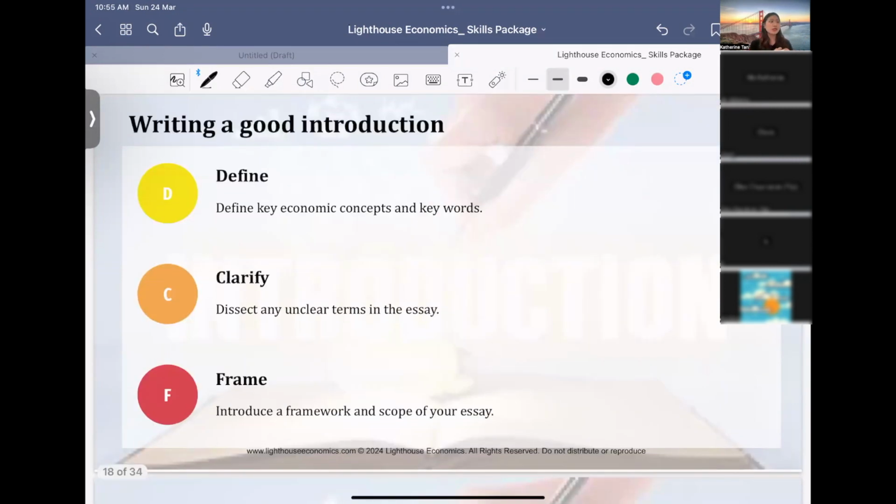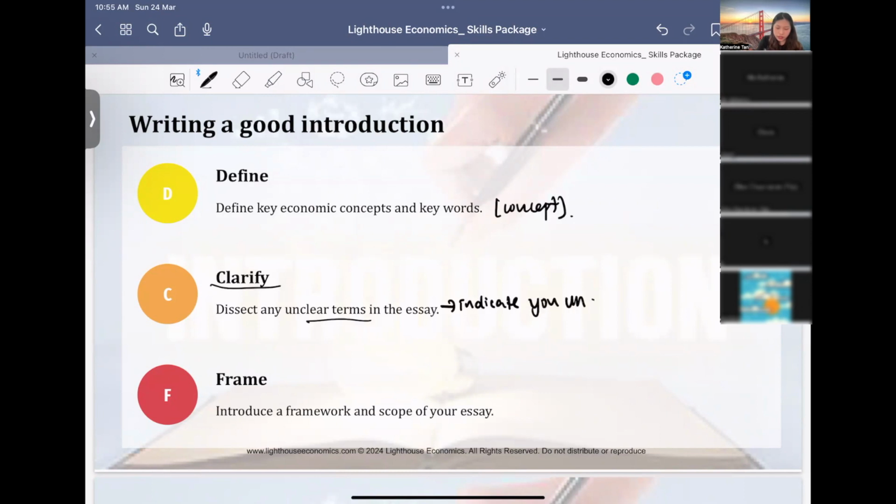So how do you write a good introduction? It's something to do with your 3 C's as well. If you understand your 3 C's well, you're going to write a good introduction. The first step, you need to define any key economic concepts and keywords. So remember, we've got the whole concept idea. All your concepts, you must write in all of the key definitions in your introduction. Then clarify. It means you need to dissect any unclear terms of the essay, or you need to indicate that you understand why the question is asking this.